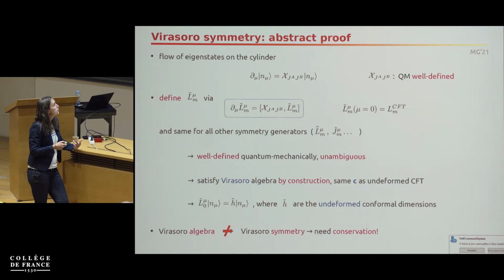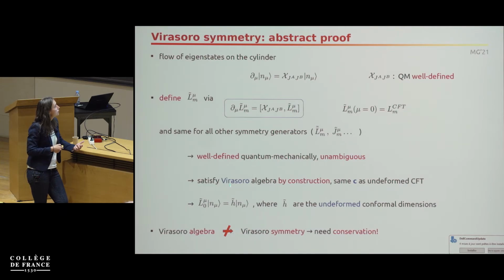Now, let me introduce some operators, which I'm calling L tilde_n(mu), by the requirement that they satisfy this flow equation, and the initial condition that at mu equal to 0, they equal the CFT Virasoro generators. This is just a definition, and it clearly produces a well-defined operator. There's no ambiguity, and it's fully quantum mechanical. I do this not just for the Virasoros. If I have Kac-Moodys, I do it for every extended symmetry. So these are well-defined and unambiguous.